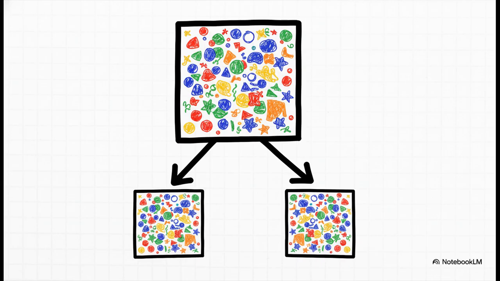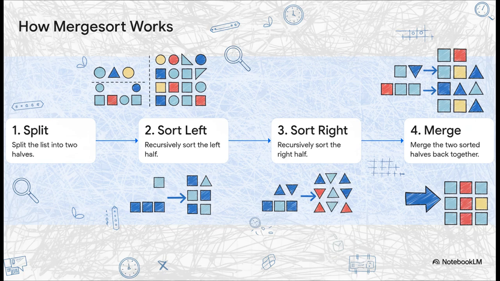But there is a much more clever way to do this. It's called merge sort. And this is just a beautiful example of a really powerful computer science strategy called divide and conquer. So instead of trying to wrestle with the whole big list at once, merge sort just splits it in half. Then it splits those halves in half. It keeps breaking the problem down into smaller and smaller pieces until all it has is a bunch of tiny lists with only one item in them.